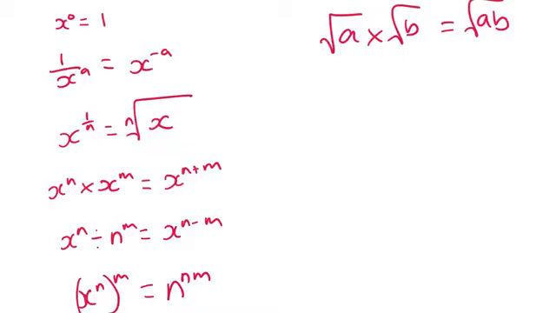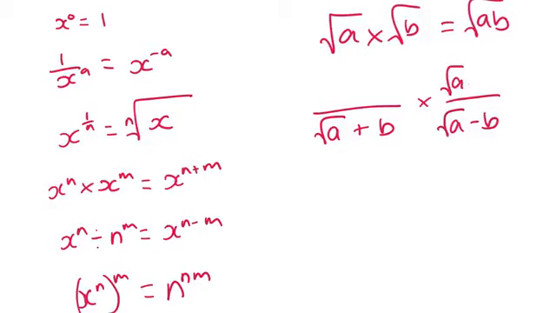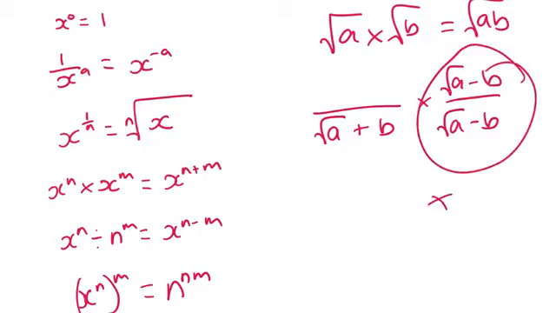Rationalising the denominator. If you had something over root a plus b, we're going to multiply by root a minus b over root a minus b, because this is essentially multiplying by 1.